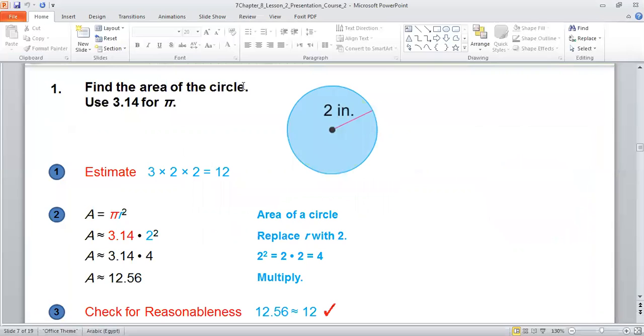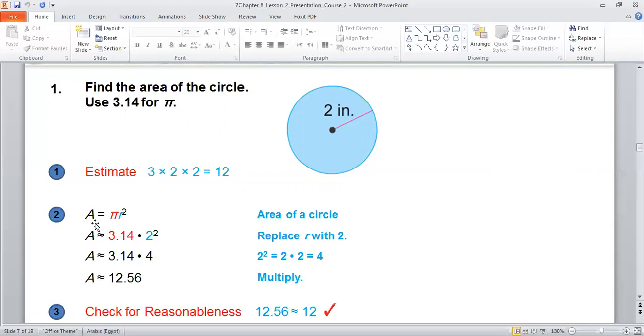It says find the area of the circle, using 3.14 for pi. So pi here is equal to what? 3.14. Yes. This 2 inch will be the radius. Look with me, what will we do? Firstly, I will write the rule of the area. This is called the rule of the area, or the formula of the area.